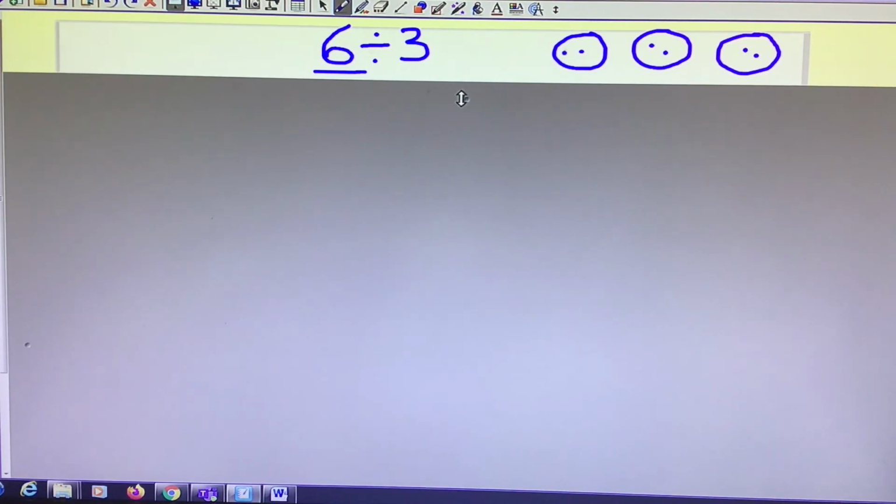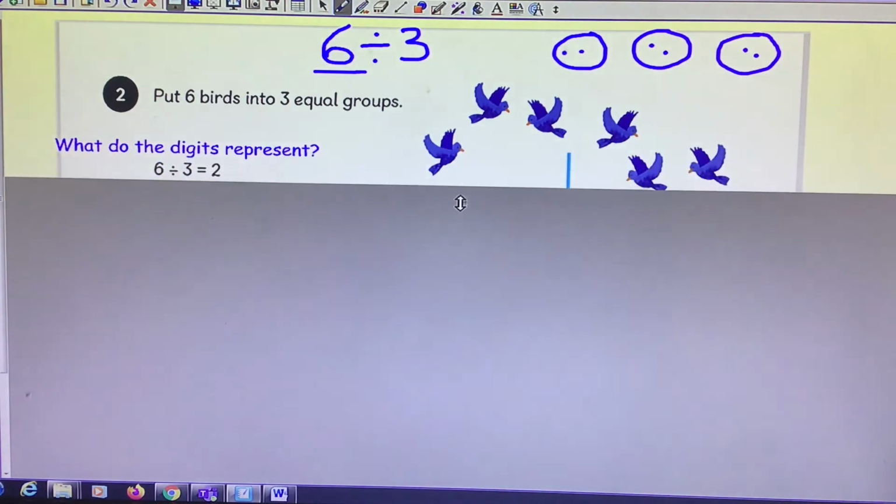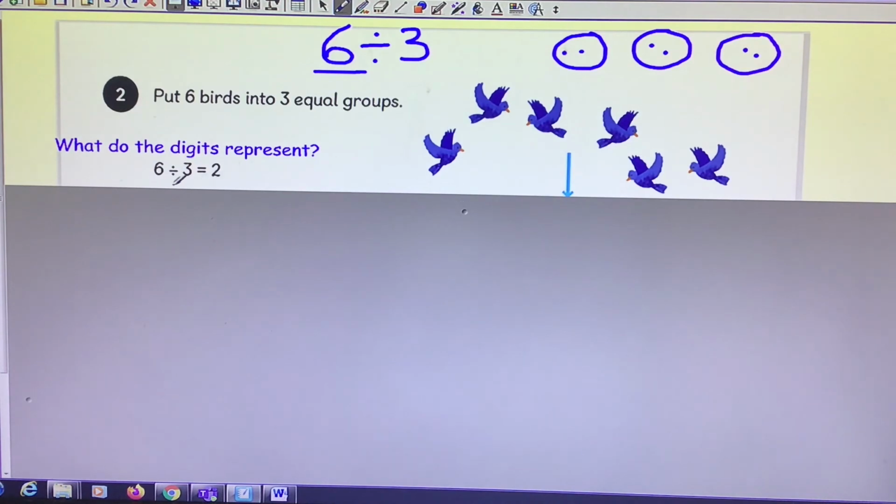Let's see what that looks like from our anchor task. We're going to put 6 birds into 3 equal groups. There are our 6 birds. The equation stays the same. What do the digits represent? This time it's going to be the whole 6 birds. We're going to put them into 3 groups. And those groups will be equal. The answer here is going to tell us how many birds are in each group.